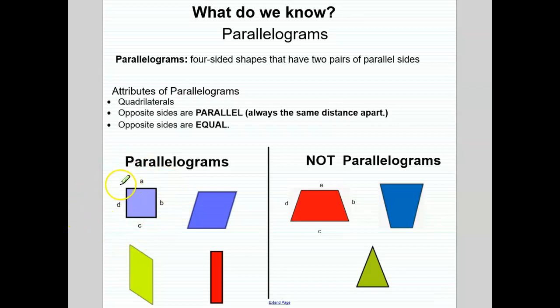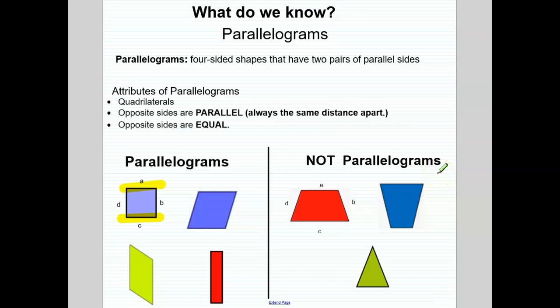So I know that a square is a parallelogram because it has two pairs of parallel sides. So side A is parallel to side C. Side B is parallel to side D. They're going the same direction and they'll always be the same distance apart. Same with these shapes. Every single parallelogram has two pairs of parallel sides. Wonderful. These are not parallelograms.